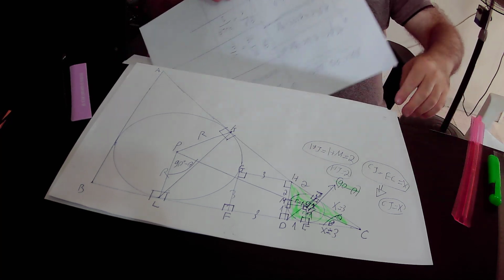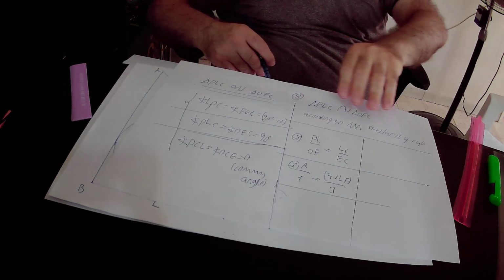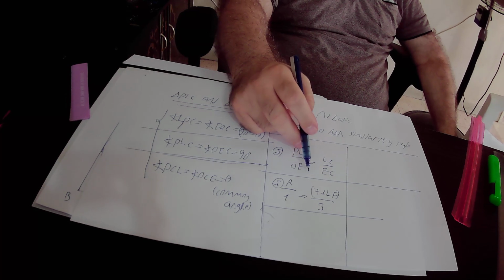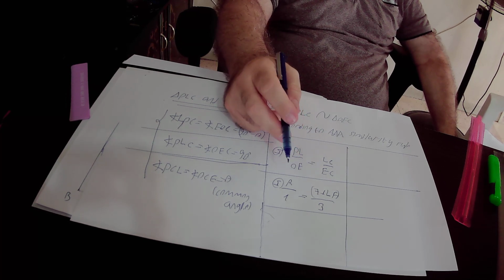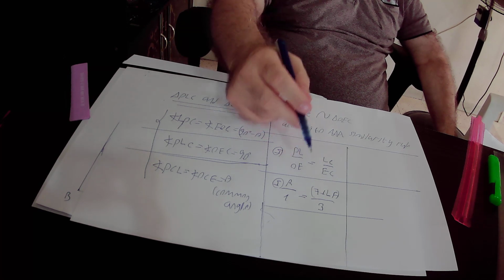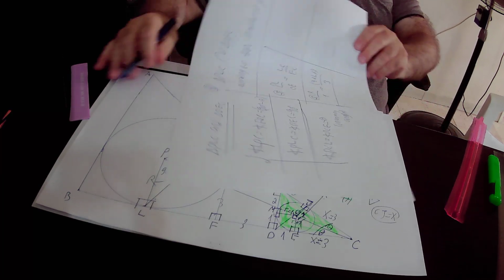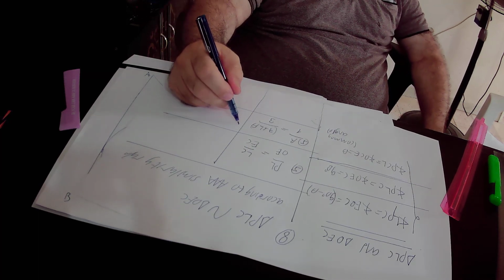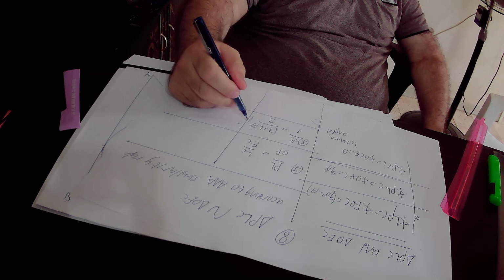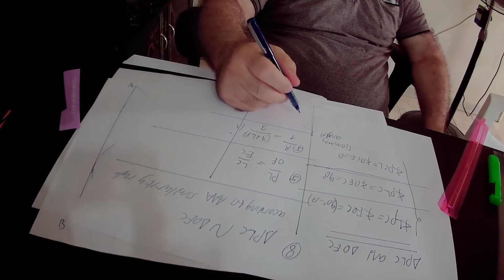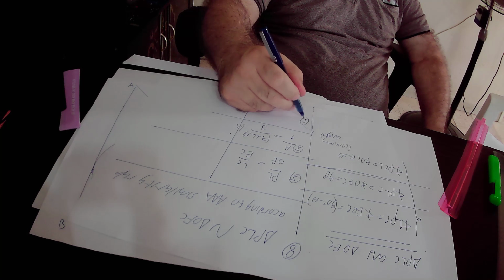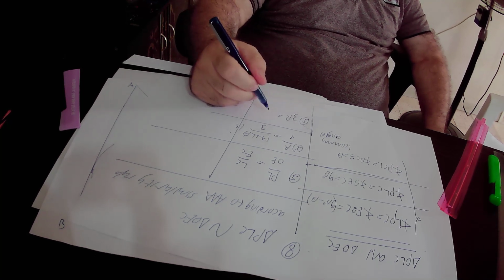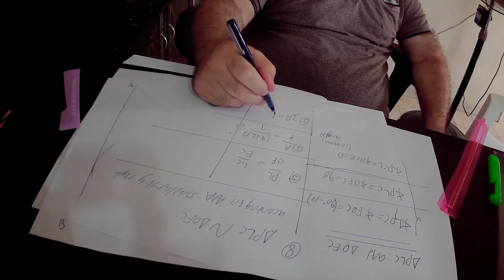So in conclusion, according to equation number 1, R equals 7 plus LF over 3. We will multiply this equation number 1 by 3, and we get that according to equation number 1, 3R equals LF plus 7.